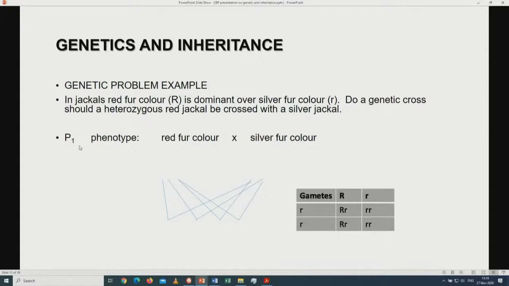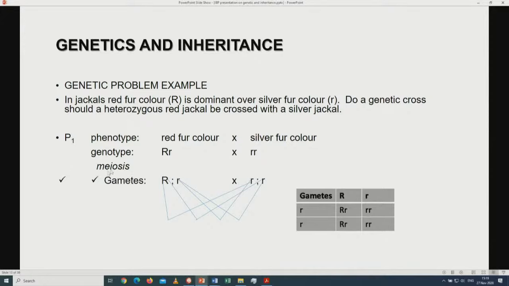Now we indicate the P1 phenotype. We know the phenotype: we are crossing a red jackal with fair color with a silver fair color. It says the red is heterozygous, capital R, small r, and the silver, you know, is homozygous recessive.